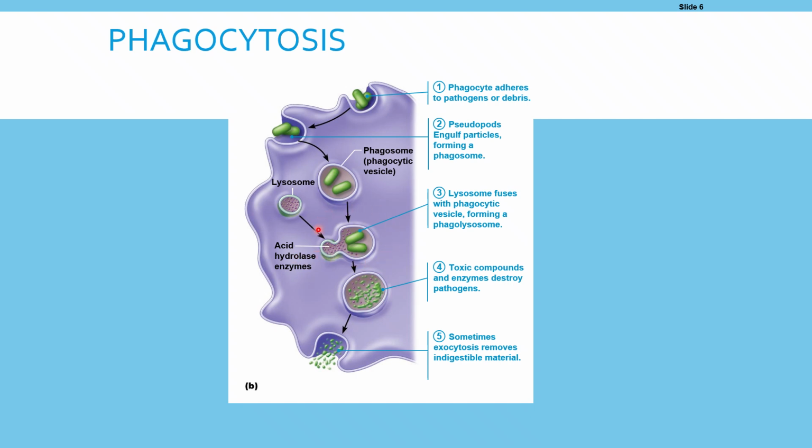The lysosome is very important because it has these acidic enzymes that are going to be able to break down the pathogen into very, very small fragments, okay? So the enzyme is going to destroy the pathogens, and then the waste is going to be removed, as you can see here, by exocytosis.